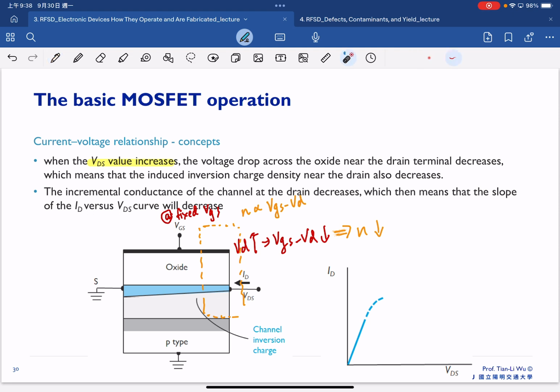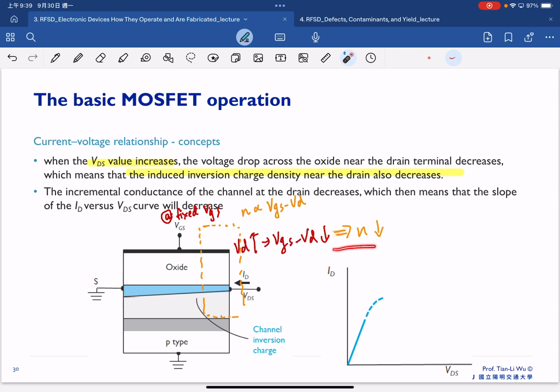So the voltage drop across the oxide near the drain terminal decreases, which means the induced inversion charge density near the drain also decreases. So we can expect that the carrier density here is decreasing because of the drain bias increase. That's why the inversion electrons will not be uniform along the channel anymore. You will see a slightly thinner channel near the drain side compared to the source side.